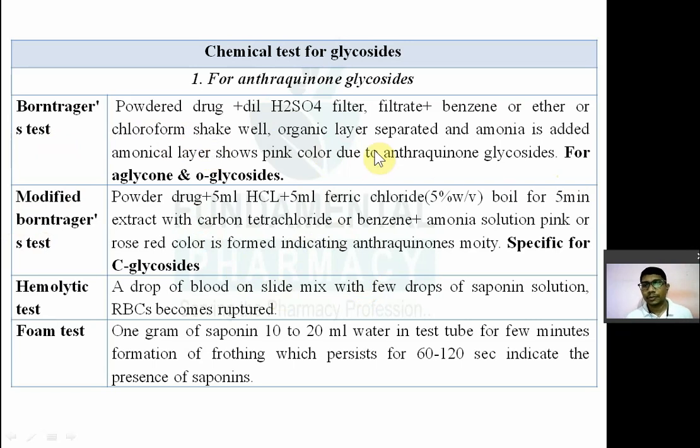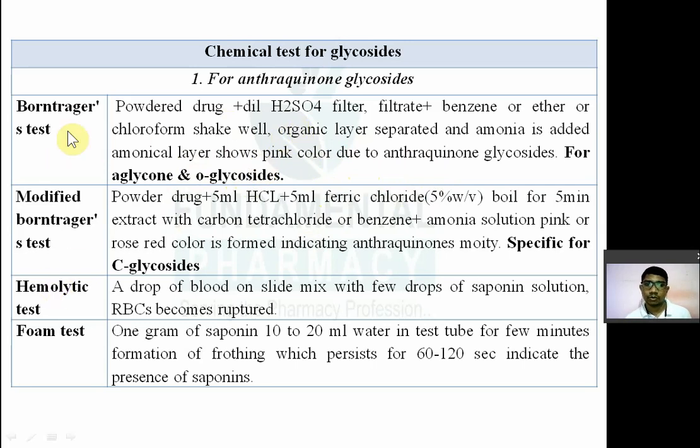Now you have to separate the organic layer by using a separating funnel. Separate the organic layer and add ammonia to the organic layer. Now the ammoniacal layer will show pink color. Remember pink color, that is due to the presence of anthraquinone glycoside. And remember, it is a specific test for O glycosides, that means anthraquinone glycosides where an oxygen is involved in the glycosidic bond. So O type of glycosides will give this test positive.